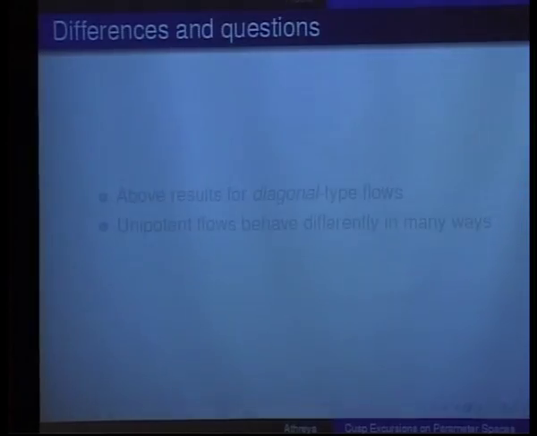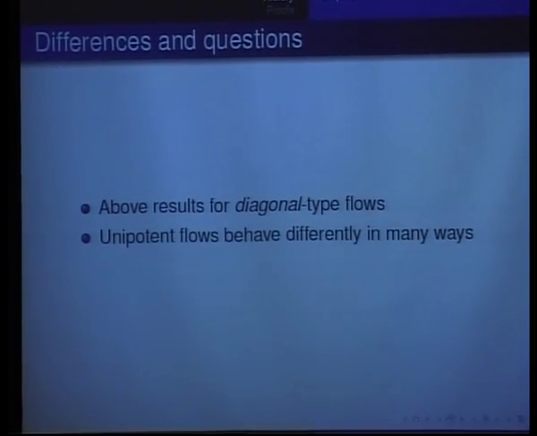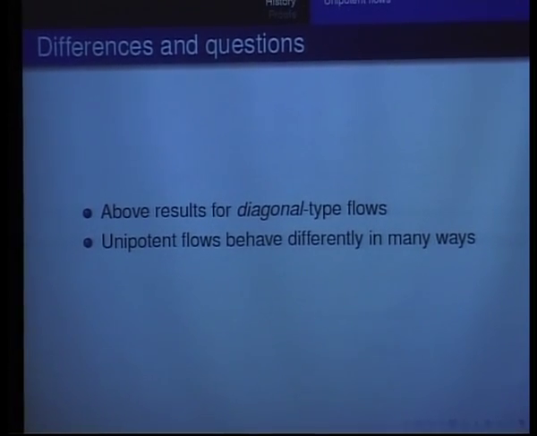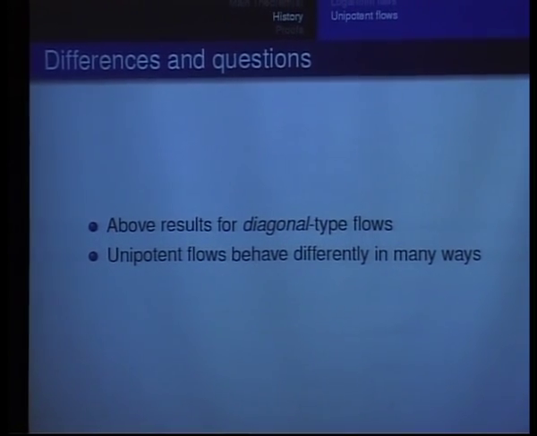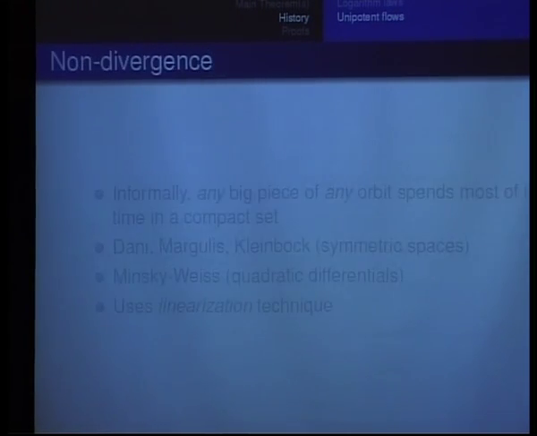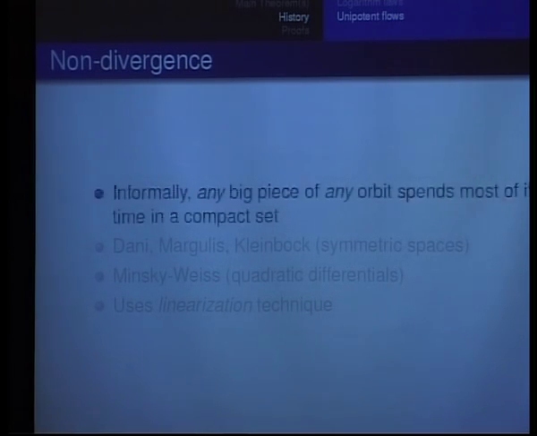An important thing: the above results are for diagonal flows. Unipotent flows behave very differently in many ways. And I'm going to brush 30 or 40 years of very interesting research under the carpet in one slide by doing non-divergence in one slide. One important difference between diagonal and unipotent flows is that for a typical orbit of a diagonal flow, you can't say much, but for a unipotent flow, any big piece is inside the compact part for most of its life.